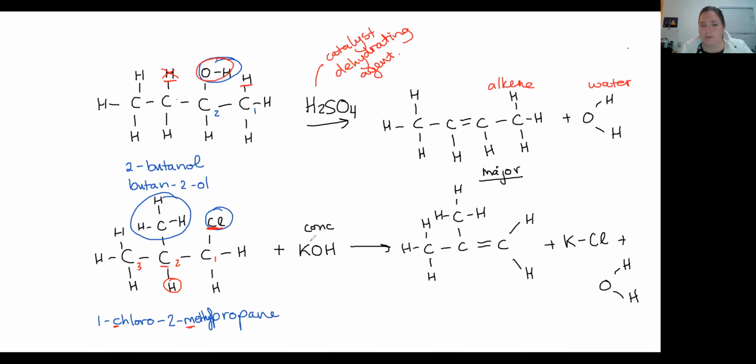Also, we have our potassium chloride and our water, which comes from, well, technically the hydroxide from the potassium hydroxide and the hydrogen there. Those 2 join together and that gives us our water. All right. Can I ask quickly who got that correct?